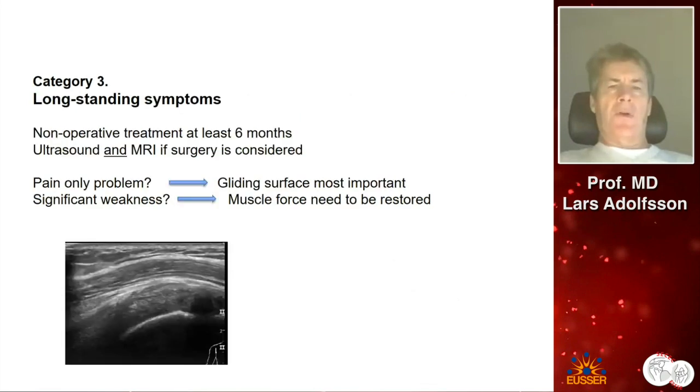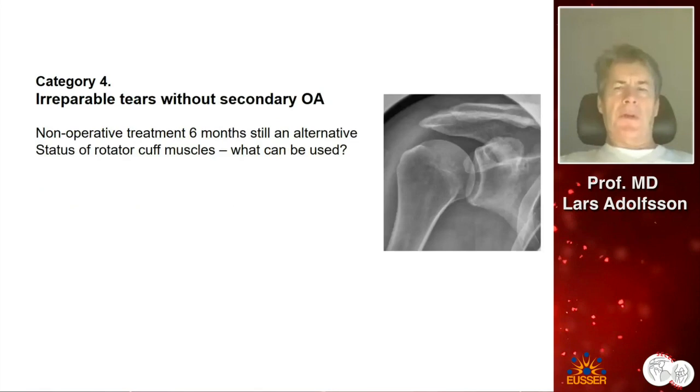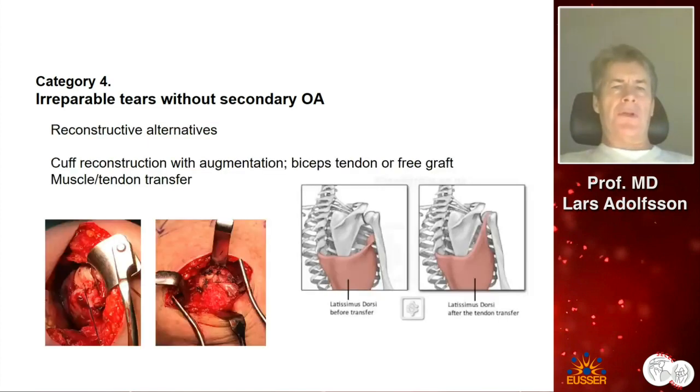Long-standing symptoms are always given 6 months of non-operative treatment to start with. Then if pain is still a problem, gliding surface restoration is usually most important. Irreparable tears without osteoarthritis, we also tend to treat with non-operative treatment for at least 6 months. And then if we need to do some kind of reconstruction, that's usually soft tissue repair with augmentation, sometimes with patches, sometimes with biceps tendon, and sometimes with a tendon transfer, typically the latissimus dorsi.